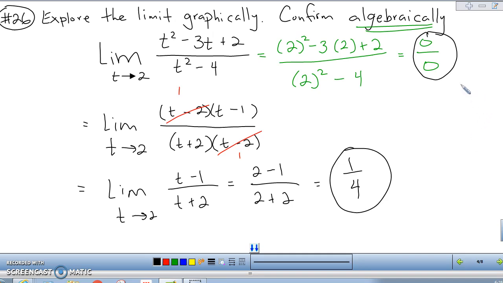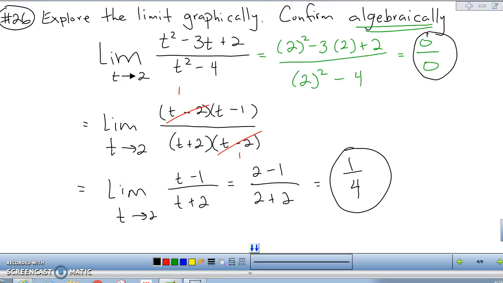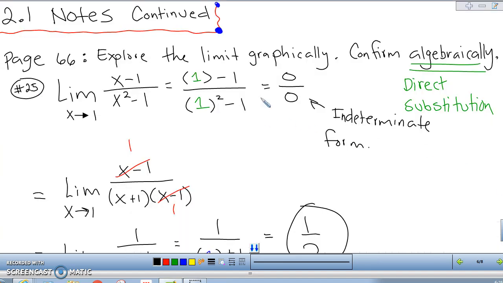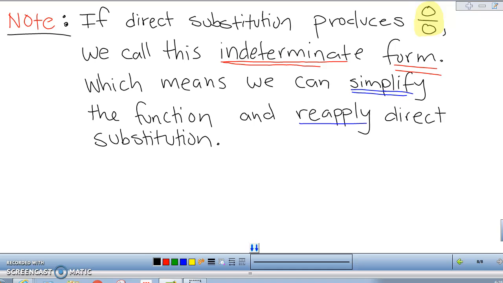Hopefully you caught on that in both of these problems we got 0 over 0. That's not the problem. And in the earlier one we also got 0 over 0 when we applied direct substitution at first. Here's a little note I want you guys to add for when you get 0 over 0. If direct substitution produces 0 over 0, we call this indeterminate form, which means we can simplify the function and reapply direct substitution. And that is it for today.